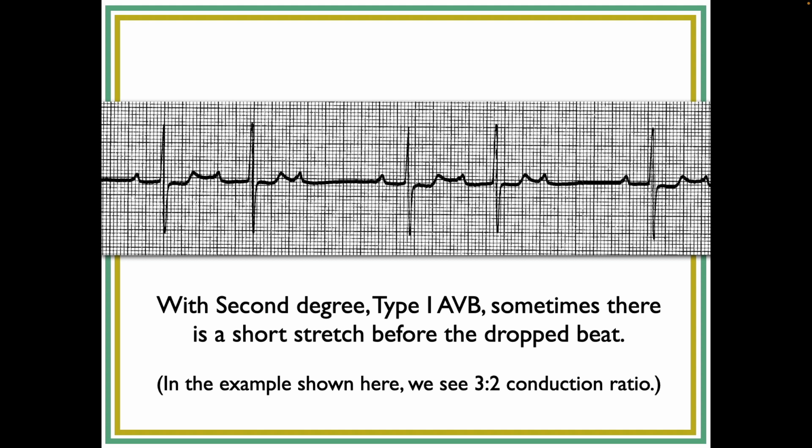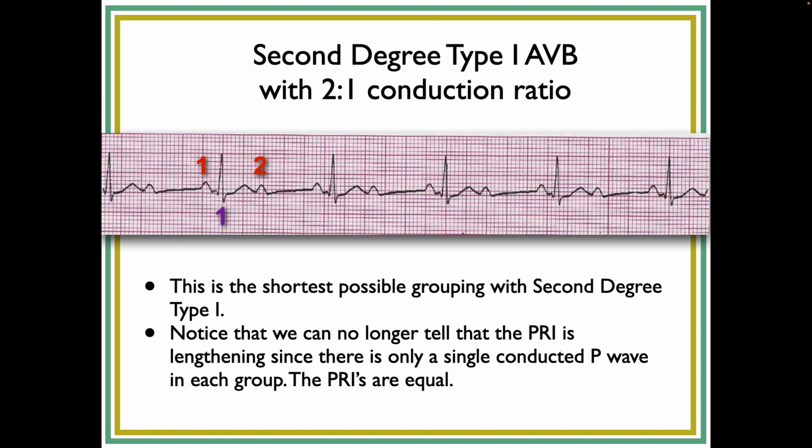Now, the shortest possible group beating with second degree type 1 is 2 to 1. And what that means, we now know, is that there are 2 P waves for each QRS. So there's the conductive one, the non-conductive one. So this is in fact second degree type 1, and it's gotten to the shortest possible group beating, 2 to 1. Pretty straightforward.